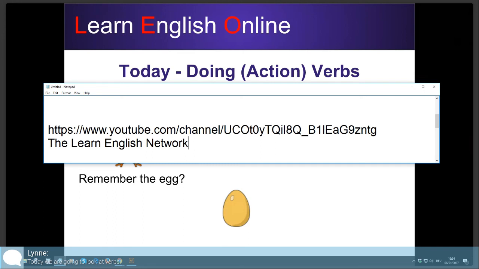So, next week, we'll have a look at how we use other words to describe other words. They're called adjectives, okay? Lots and lots of new vocabulary next week. I will see you then. Take care. Thank you for coming. Bye.